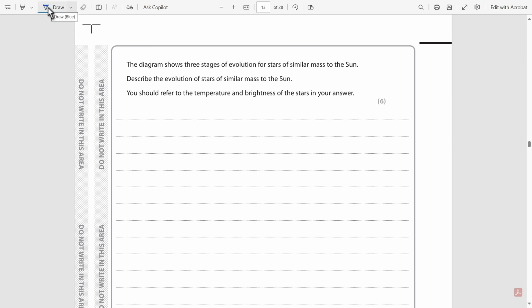Okay guys, for this question, we are going to have to explain in detail, not just say the key terms, unfortunately, because we need to describe the evolution. And we need to refer to temperature and brightness as well. So first, guys, we talk about the nebula. A nebula, remember, is a cloud in space, which is made out of dust and gas.